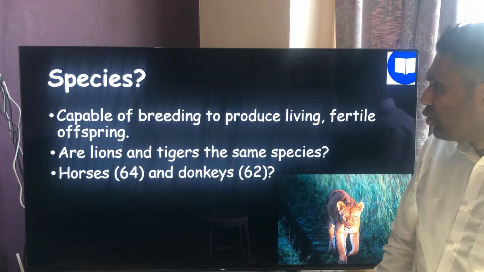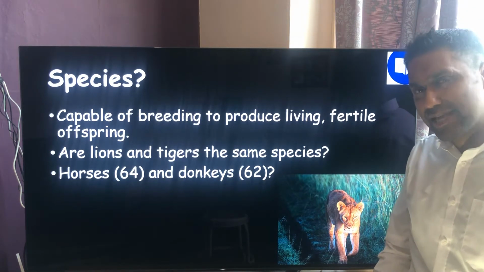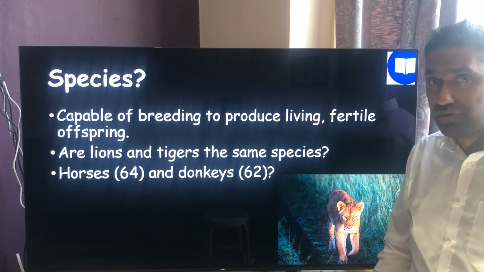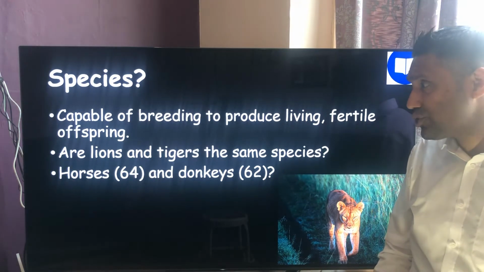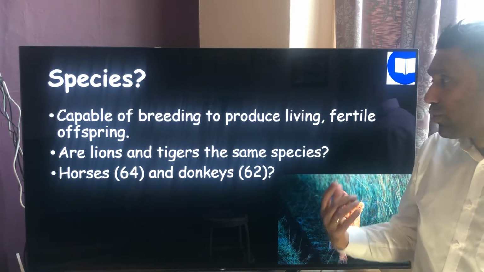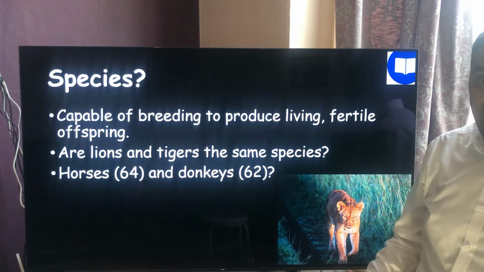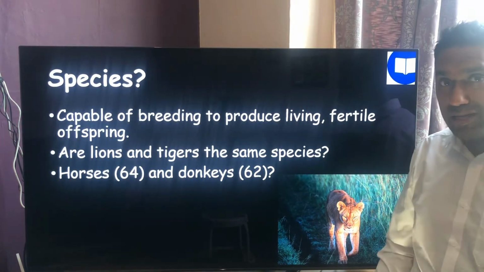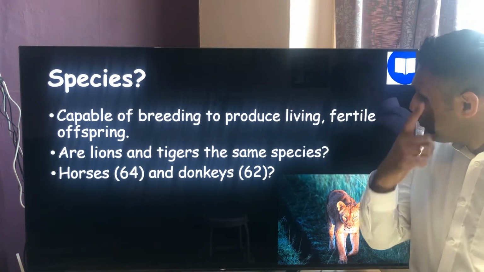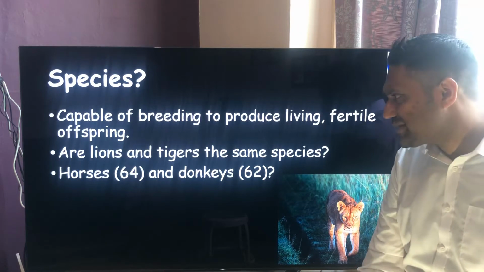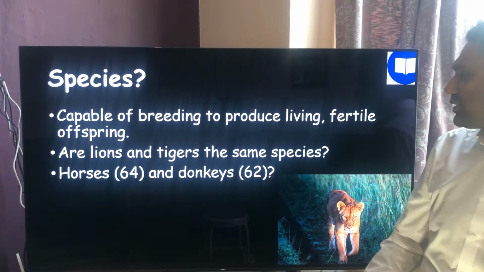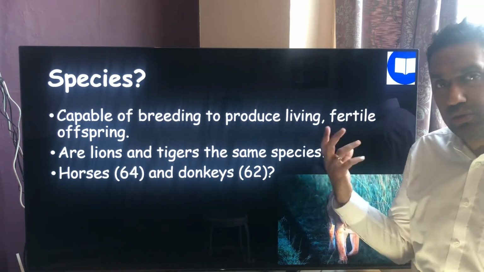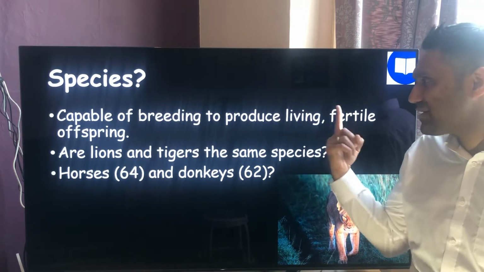So what about horses? Are horses and donkeys the same species? Again, the answer is no. What do they produce? Well, they produce what we call mules, or an ass, or sometimes what you call My Little Pony, right? Now, why aren't they the same species? Because the mule, or the ass, is infertile. Well, why is it infertile?